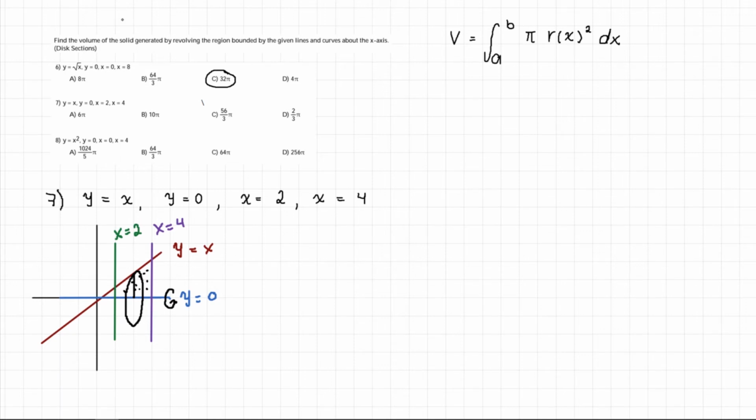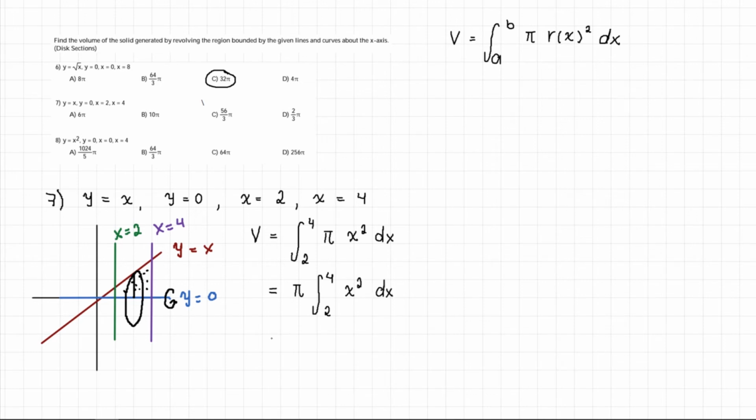So let's plug it into our formula. We have that the volume using the disk method is going to be the integral from 2 to 4 of pi that multiplies the function of the radius, which we already said is y equals x. So it's going to be x squared dx. Now we can take the pi out because it's a constant, and this is going to be the integral from 2 to 4 of x squared dx.